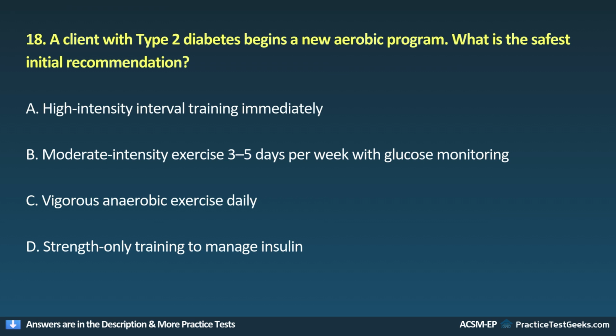What is the safest initial recommendation? A. High-intensity interval training immediately. B. Moderate intensity exercise 3-5 days per week with glucose monitoring. C. Vigorous anaerobic exercise daily. D. Strength-only training to manage insulin.